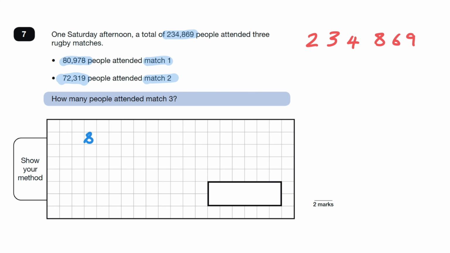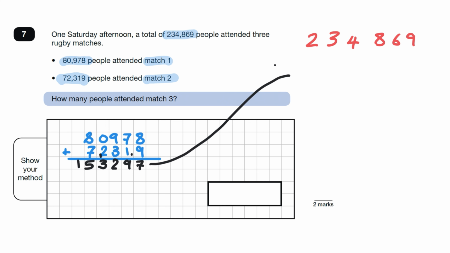So we've got 80,978, add 72,319. So nearly everybody should be very confident with this sort of strategy. Let's go ahead and do it. 8 add 9 is 17. We're going to carry the 1. 7 add 1 is 8. Add the 1 is 9. 9 add 3 is 12. Carry the 1. 0 add 2 is 2. Add the 1 is 3. And then 8 add 7 is 15. So, very simply, obviously, you could do this in the grids as well. I'm just going to do it over here.